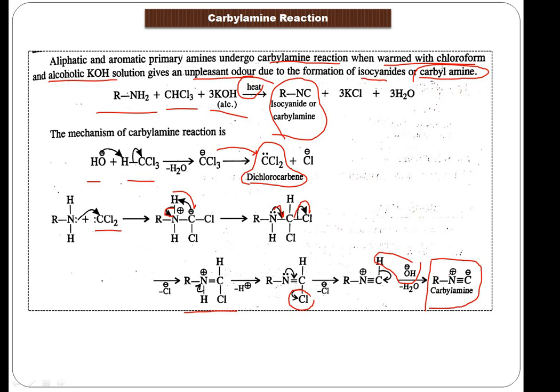Now this carbylamine contains NC, which is basically the formula for isocyanide. That's why carbylamine is also called isocyanide, depending on the R group. And in isocyanide, we know nitrogen has a plus charge and carbon has a negative charge. It's basically an N double bond C, and then we have a coordinate bond from this to this. That's why we have a plus charge here and a negative charge here.